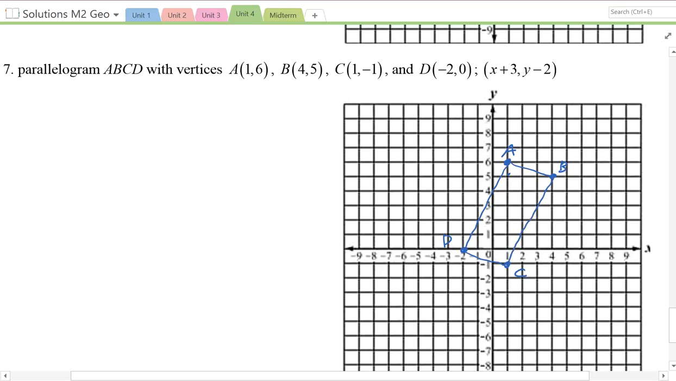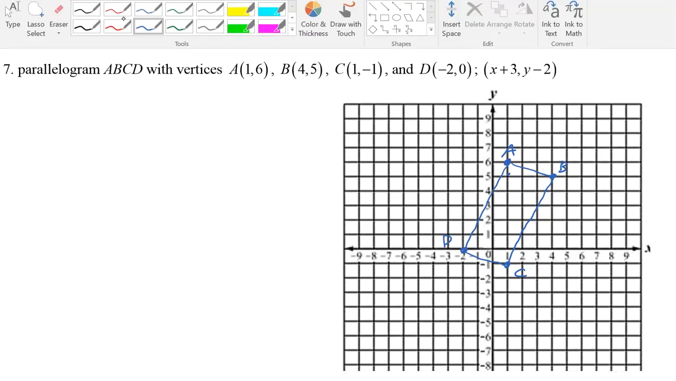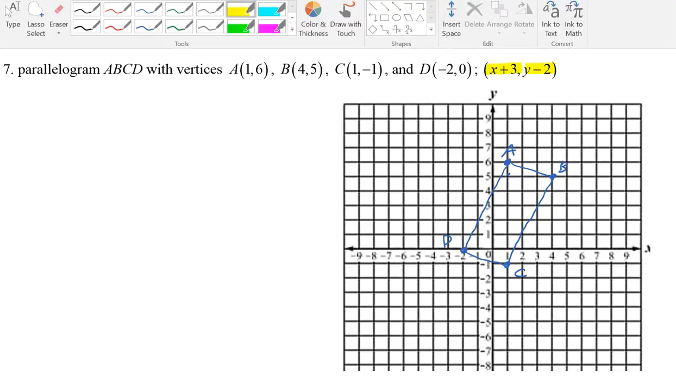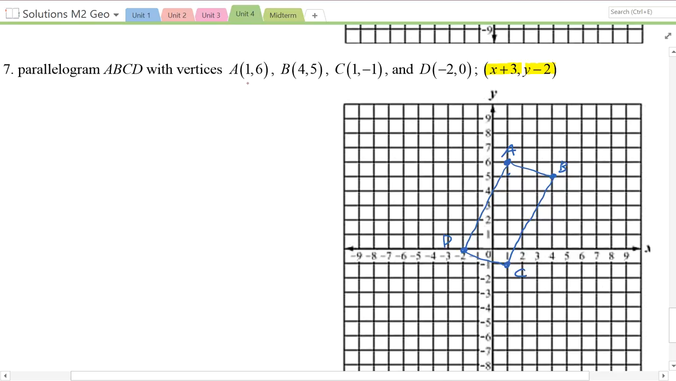If I just work with those points, my directions are telling me that I need to add 3 to the x's and subtract 2 from the y's. Taking point A, adding 3 to its x value makes the 1 a 4, and subtracting 2 from the y makes the 6 a 4. So the new location of point A is 4, 4. That's A apostrophe. For point B, I add 3 to the x, so that makes the 4 a 7, and I subtract 2 from the y, so that makes the 5 a 3. So 7, 3 is the new B.